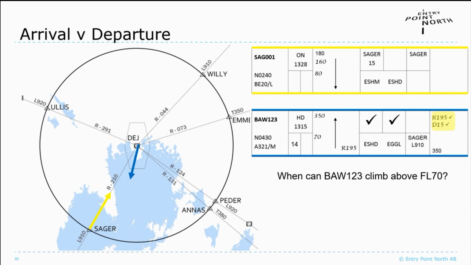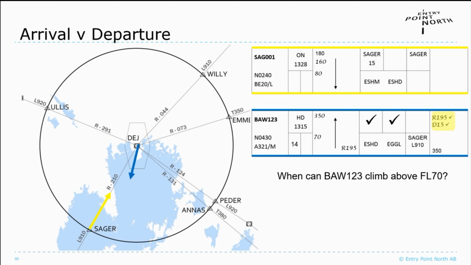When they are established on radial 195 and distance 15. You need both reports in this case. We can assume in this scenario that Medical 001 is established radial 210 when they are inbound. But for the departing aircraft, we need a report. They'll report established radial 195 quite quickly, and then we just need to wait for the distance 15 report.